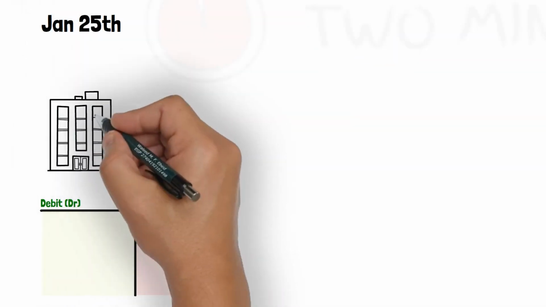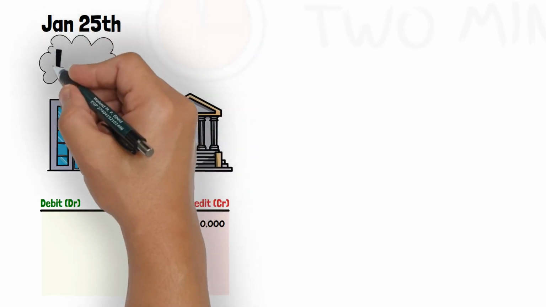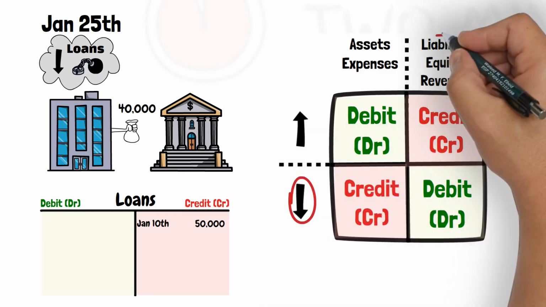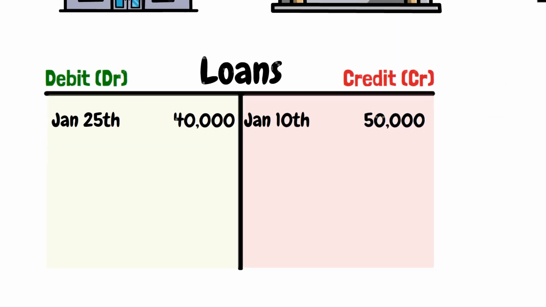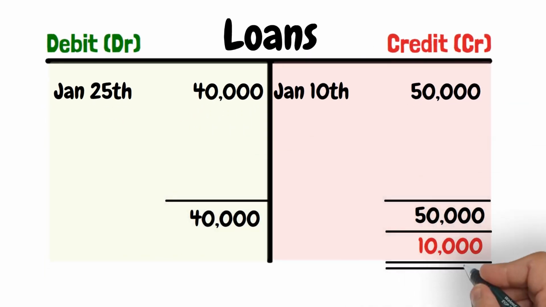On Jan 25th, the business paid back 40,000 to the bank. That transaction decreases the loan, and since it is a decrease in a liability account, we record it by debiting the loan account. The balance of the account is 10,000, and is written on the greater side of the account, which is the credit side here, and we say that the loan account has got a credit balance of 10,000.